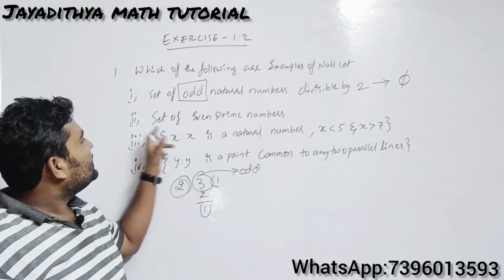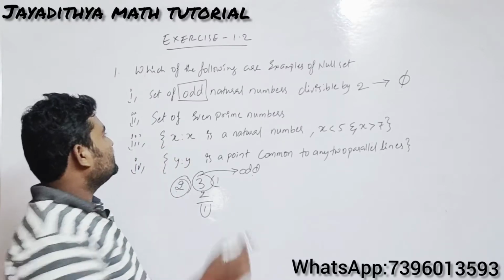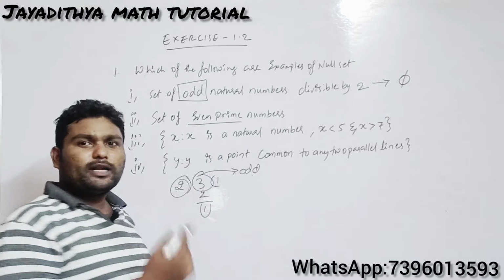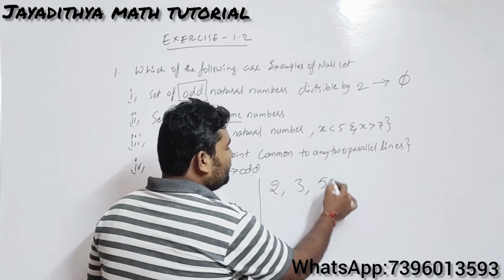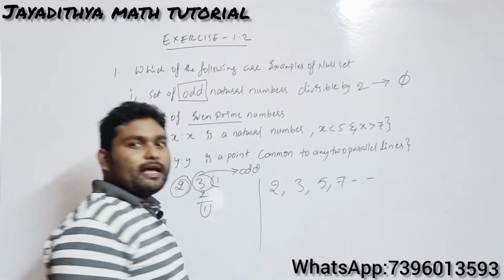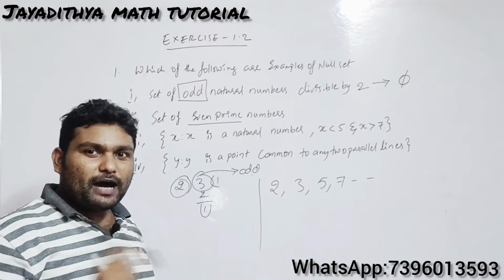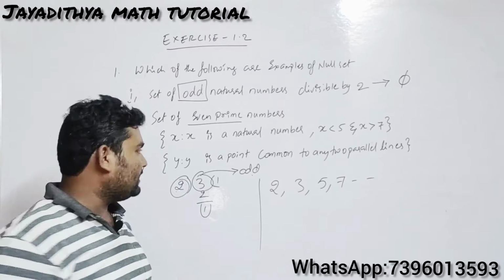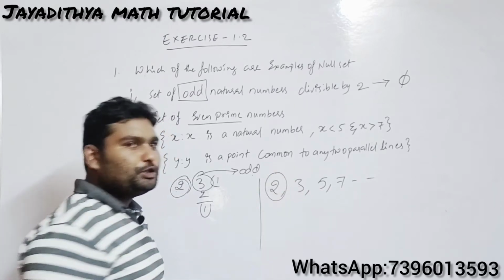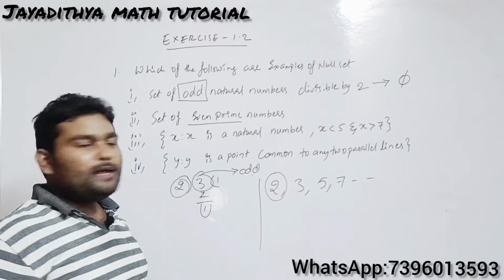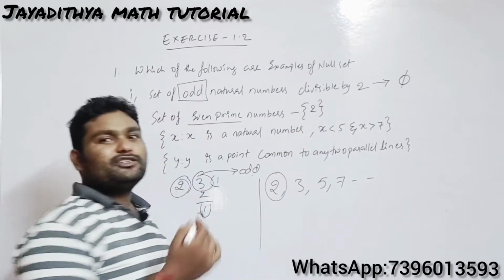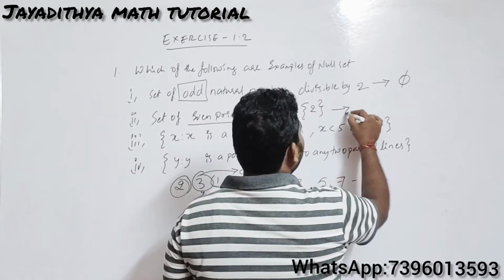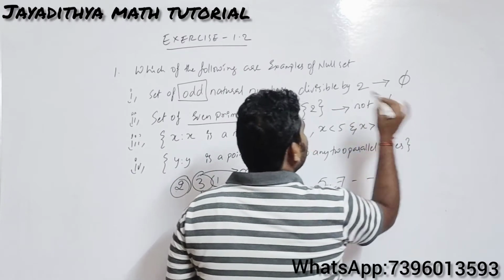And the next one, set of even prime numbers. Set of even prime numbers. What are the prime numbers? That is nothing but 2, 3, 5, 7, and so on. And we will be having only one prime number which is even. So what is that one? That is 2. So the set of even prime numbers includes one element, that is nothing but 2. Therefore, it is not a null set. So you can simply write here, it is not a null set.